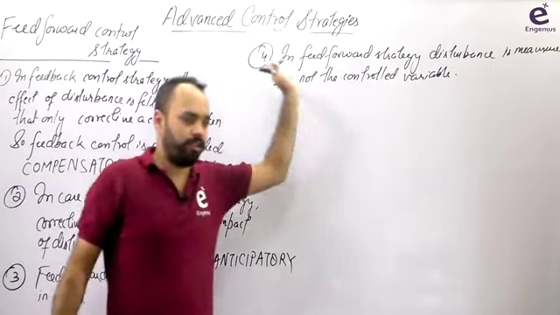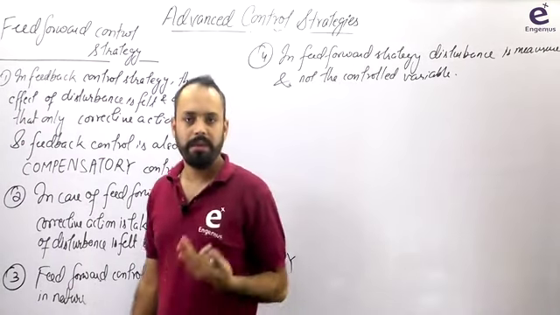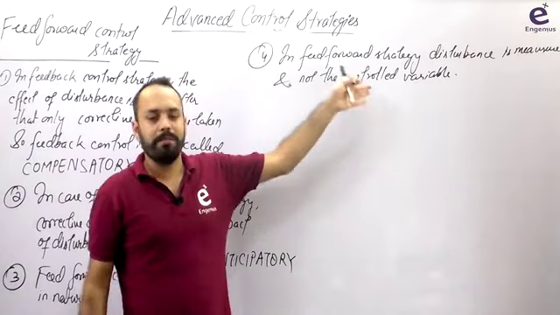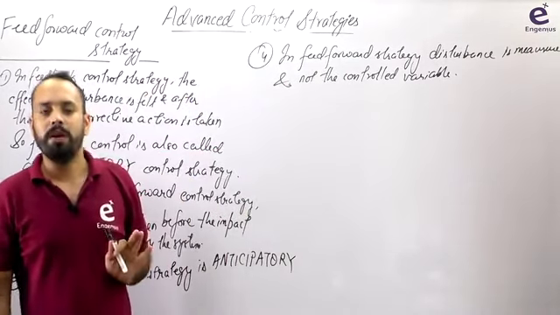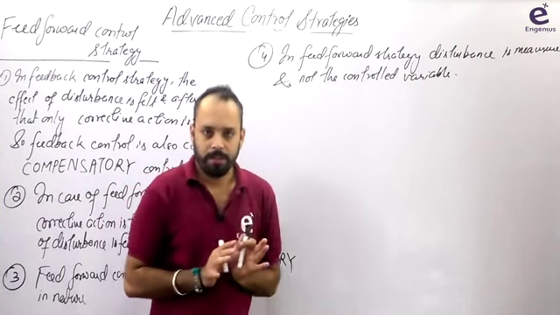What did I tell you about feedback? In the feedback, you measure that variable which we are controlling. Means the measured variable is same as the controlled variable. While in feed forward, the measured variable is not same as controlled variable. So we measure disturbance. We measure disturbance here in feed forward, right?